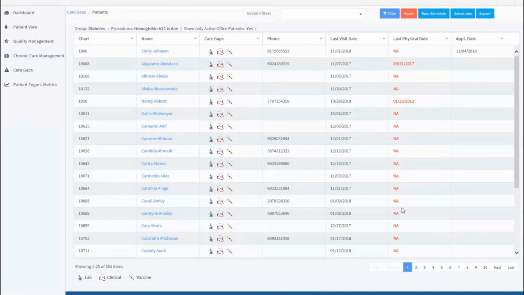This way you're not wasting a staff member's valuable time making phone calls. There's enough of that already. Let the system do it for you. Have the staff member focused on the patients that are in front of their face.